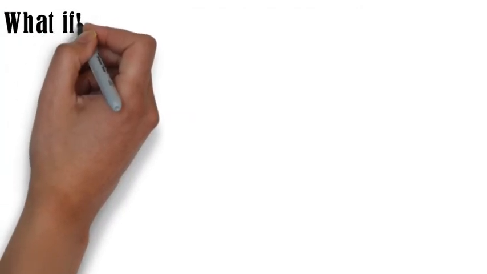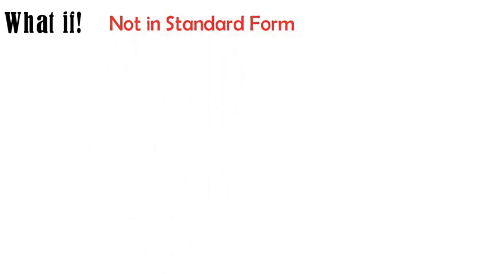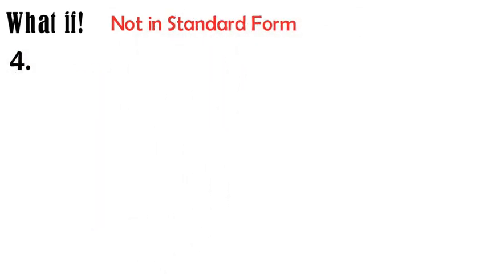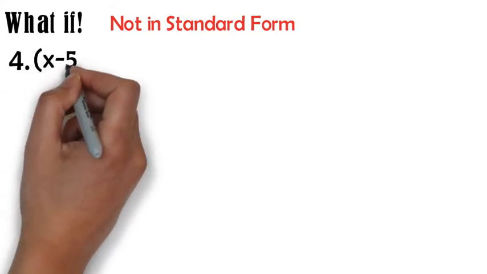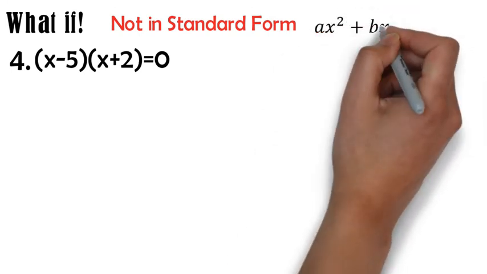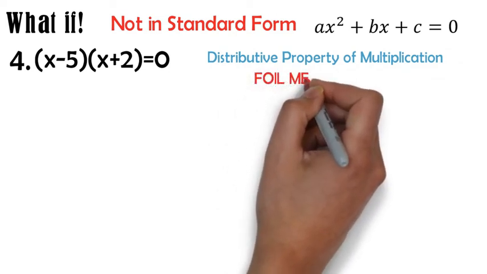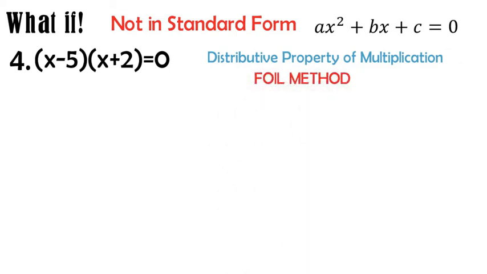Sir, is there more? Yes, we still have another what if example. What if not written in standard form? What is that, sir? So that is our number 4, what if. The quantity x minus 5 times the quantity x plus 2 is equal to 0. That is not written in standard form. How to transform that? You will use the distributive property of multiplication, or another method is the FOIL method. So you will use the FOIL method.